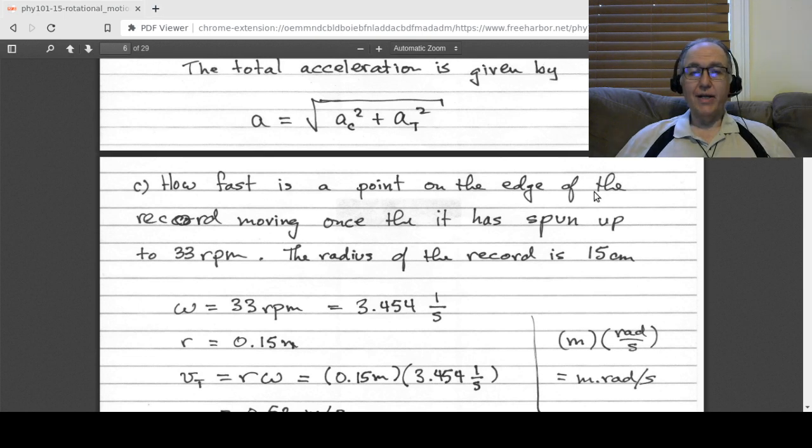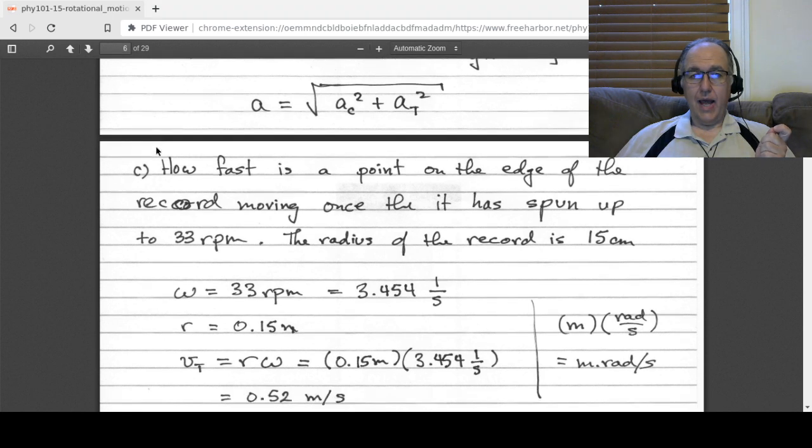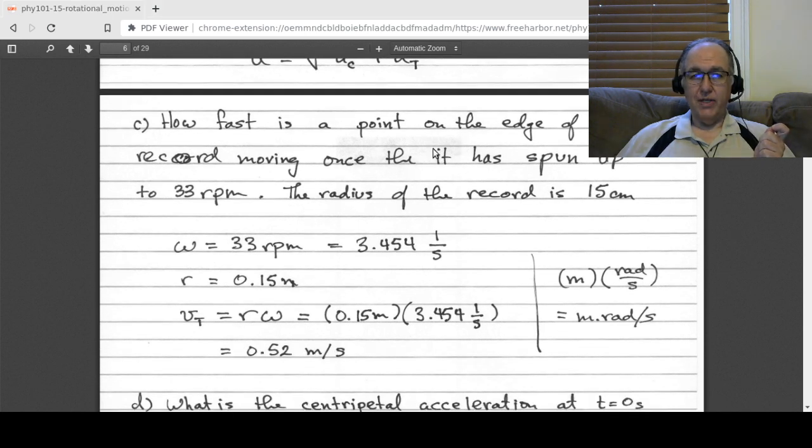Okay, how fast is a point on the edge of the record moving once it spins up to 33 RPM? Assume that the radius of the record is 15 centimeters. So the record is spun up, spinning at 33 RPM, and we found that 33 RPM was the same as 3.454 per second. The radius I just gave you is 15 centimeters or 0.15 meters, and I'm asking how fast the point on the edge is spinning.